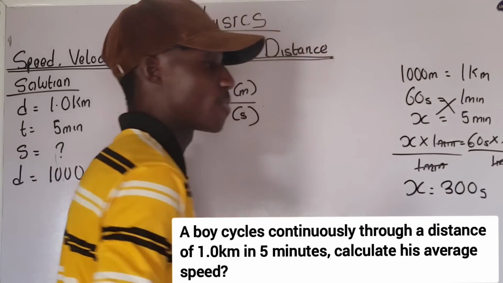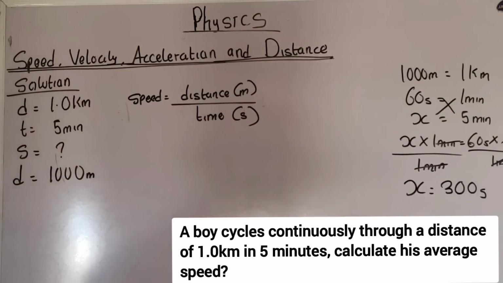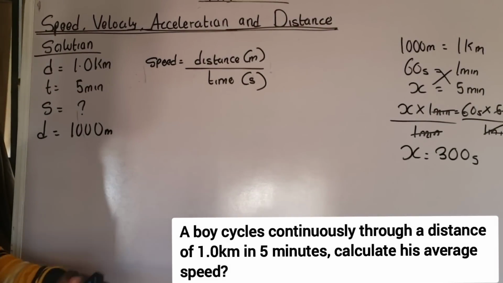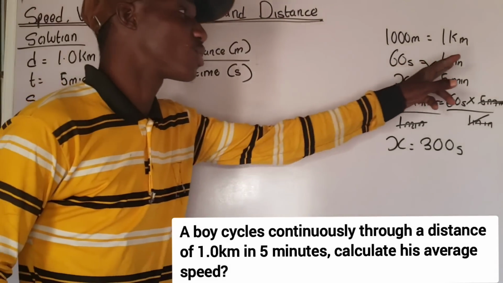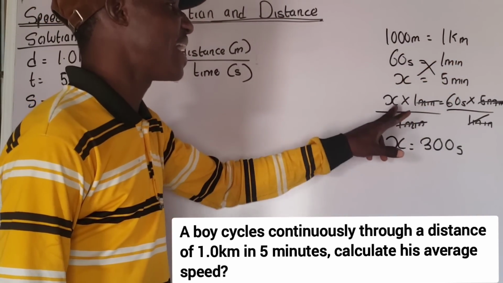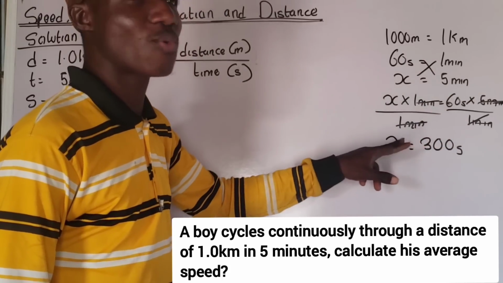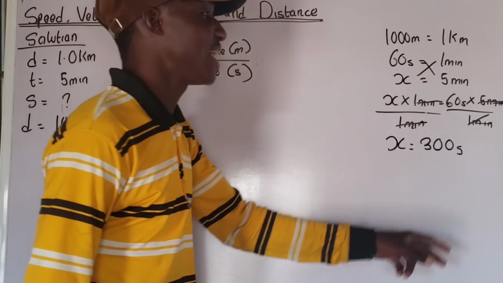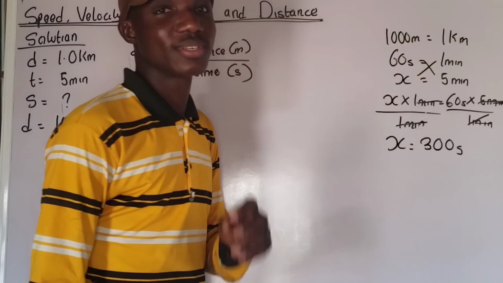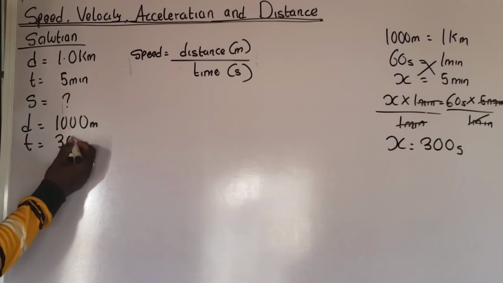Do you understand what I did? If you didn't understand, listen to the explanation again. We are given the time in minutes. I have to change the time from minutes to seconds, and I know that 60 seconds equals 1 minute. So I let x equal 5 minutes and take the cross product. x multiplied by 1 minute equals 60 seconds multiplied by 5 minutes. I divide both sides by 1 minute, so the minutes cancel. I'm left with 60 times 5, which is 300 seconds. So the time equals 300 seconds.